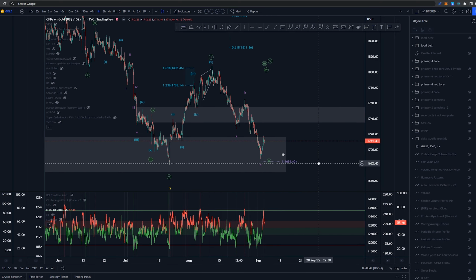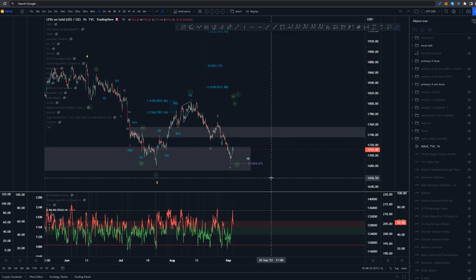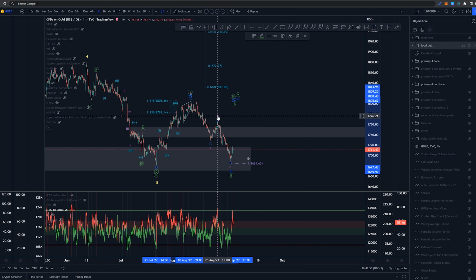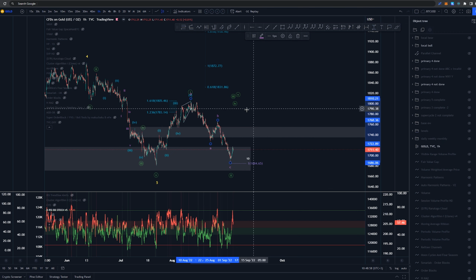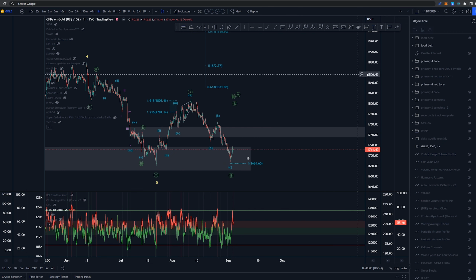Yeah, that's that. The expectation here would be higher prices again, if indeed we have topped or bottomed this wave 2 here. This should actually be minuet. But yeah, that is the expectation, higher prices.